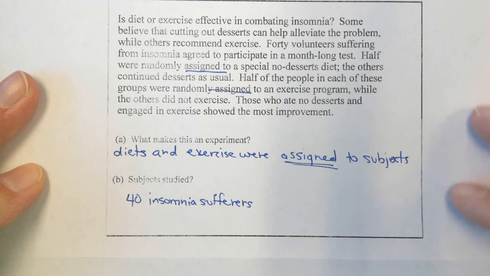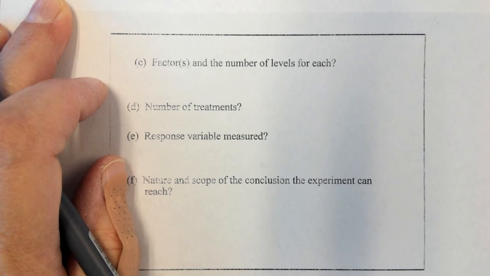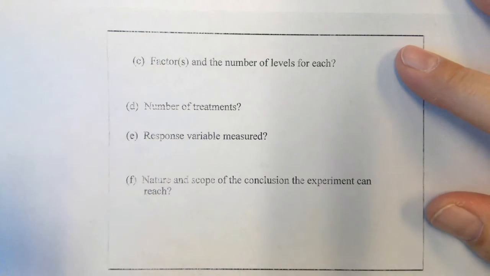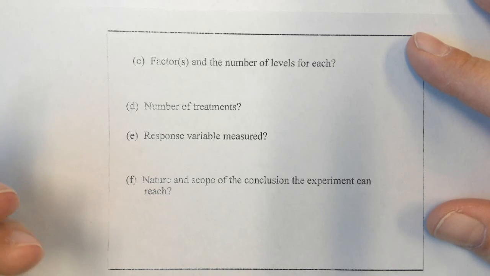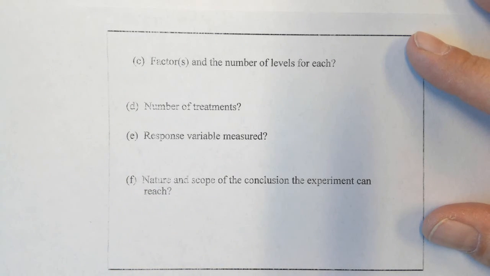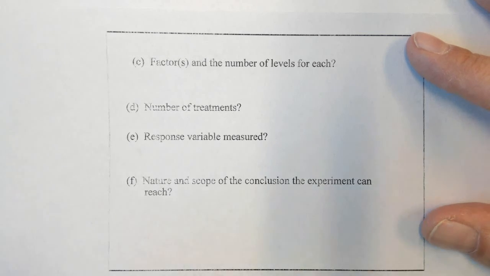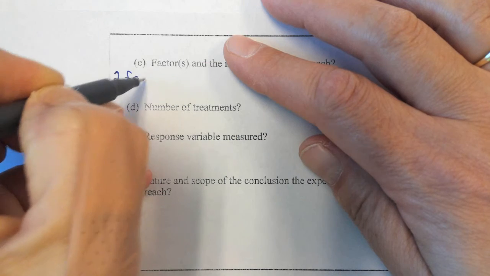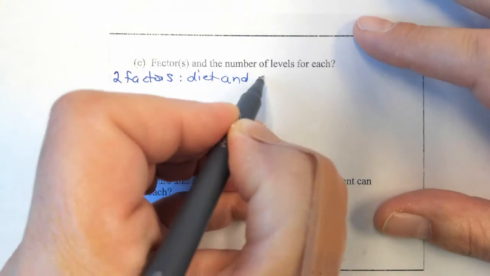All right, got to scroll down. The factors and levels for each. So what factors were manipulated? So these are the variables, like the overarching, like umbrella variables. How many factors do we have? What didn't we manipulate? Hello, are you there? Dessert. Okay, so diet, desserts, diet, and exercise. So they're the variables. They're like the categories. Okay, so the factors are like the categories. So there are 2 factors, and they are diet and exercise.